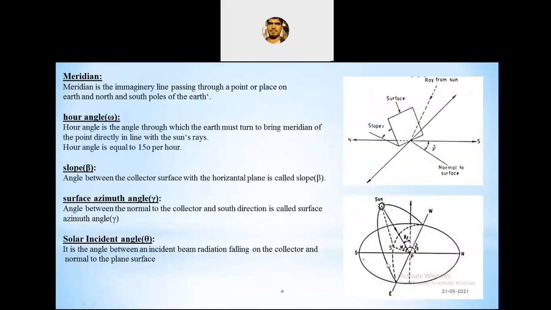Next definition is meridian. Meridian means you already studied in your geography. The meridian is the imaginary line passing through a point or a plane on the earth from the north to the south pole. There is one imaginary line passing through the earth from north to south, and that line is called the meridian. There is no physical line on the earth, so it is an imaginary line with some inclination.